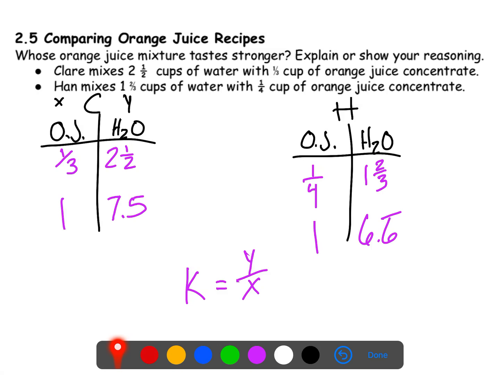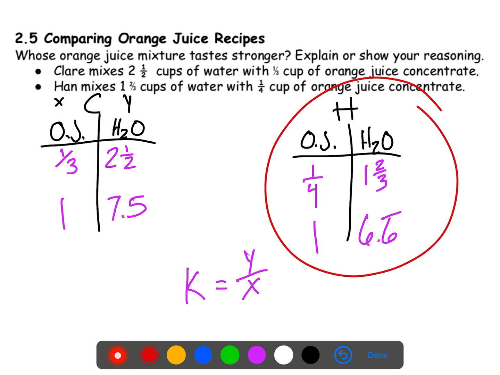The person with the least amount of water, since they're putting in the same amount of concentrate here in our unit rate, they're adding 1 cup of orange juice concentrate. Hans is adding less water, so his mixture will taste stronger. Hans will have the stronger mixture.